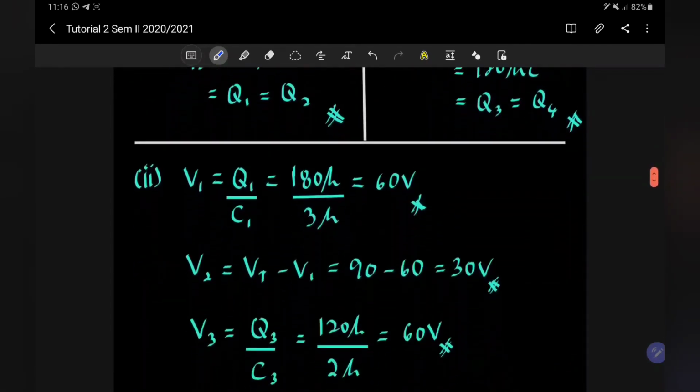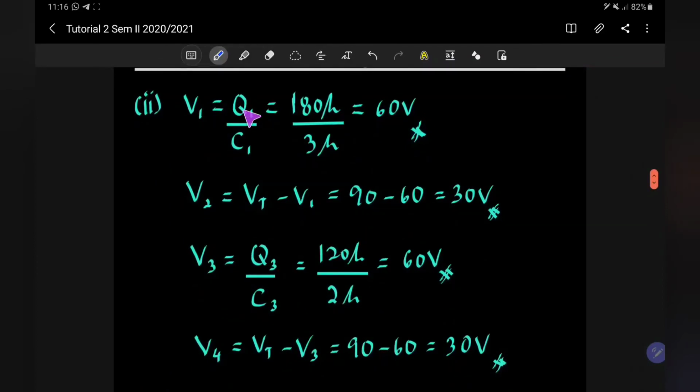Okay, by using the equation V equals Q over C again, from the equation Q equals CV, isn't it? So V1 equals Q1 over C1. Q1 we got before, C1 is given already, then you will get V1. So for any series arrangement, V total equals V1 plus V2, so V2 equals V total minus V1. V total given is 90, V1 we got now is 60, giving you V2 equals 30 volt.